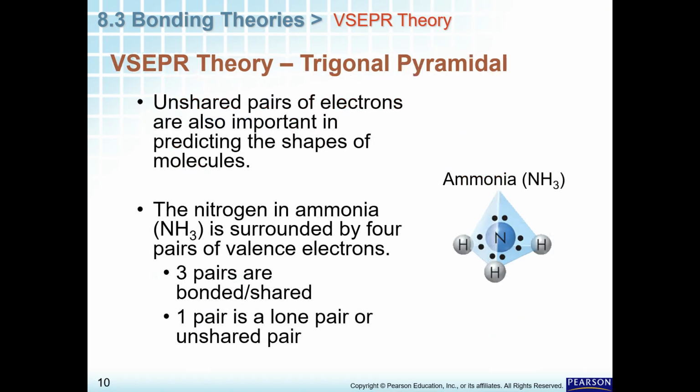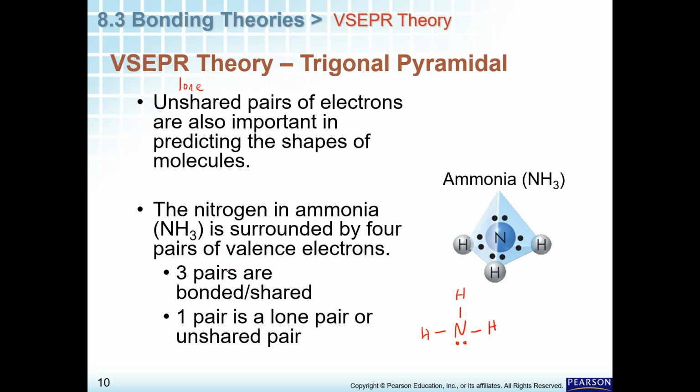Another type of shape that can be formed would be trigonal pyramidal. A common thing that does this is ammonia, which has the formula NH3. If we look at ammonia, it's bonded to 3 hydrogen atoms, and it has a lone pair on it. These unshared pairs, also known as lone pairs, are going to be very important in predicting the shapes as well, which is why we have to look out for them.